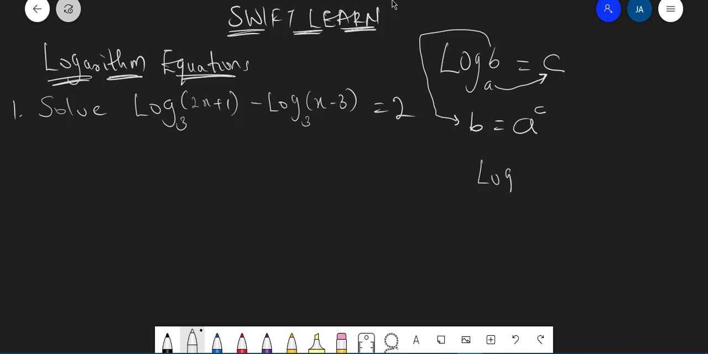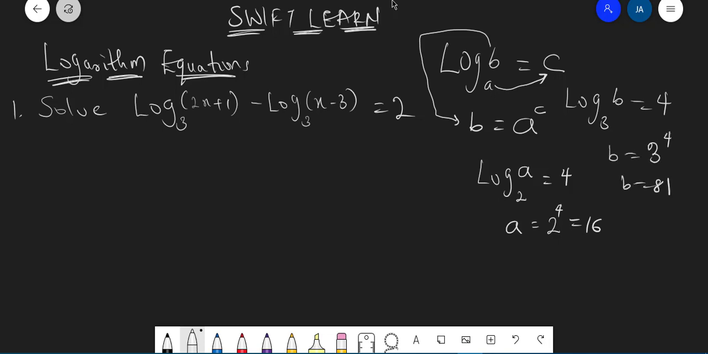For example, I have log A base 2 equals 4. To get this A, this log will cancel, the A will come down, then this 2 will carry 4. Then you have A equals 16. That's the basic rule you have to know. The same thing applies for anything, like log 3 base B equals 4. It's just B equals 3 raised to power 4. That's B is 81. I think we get that now.